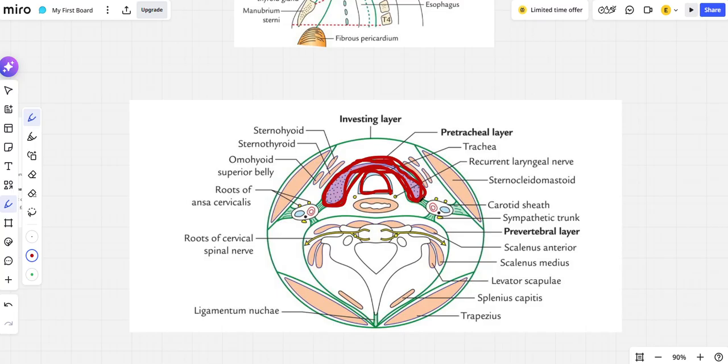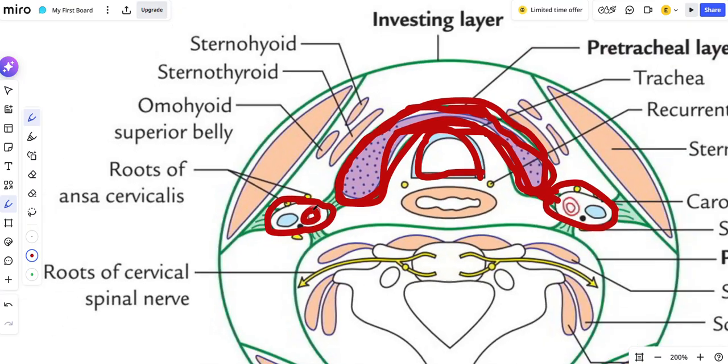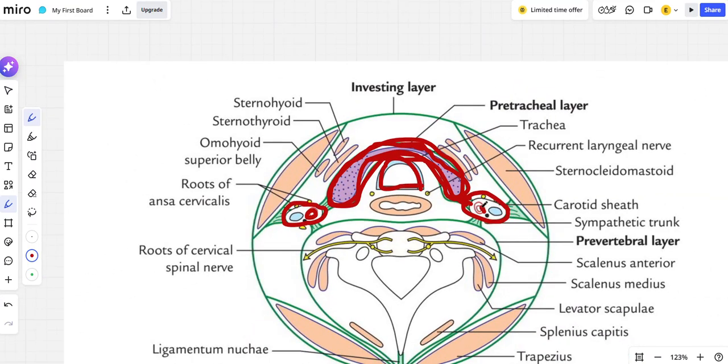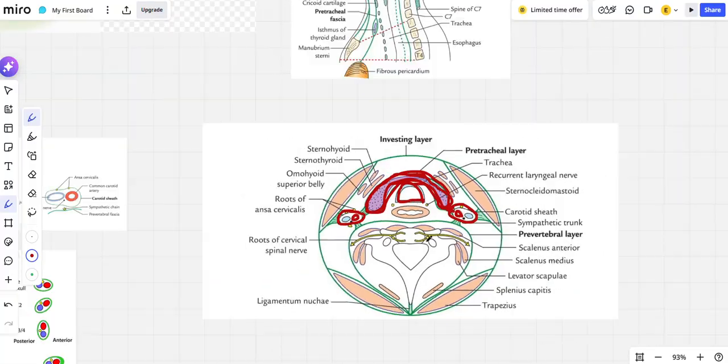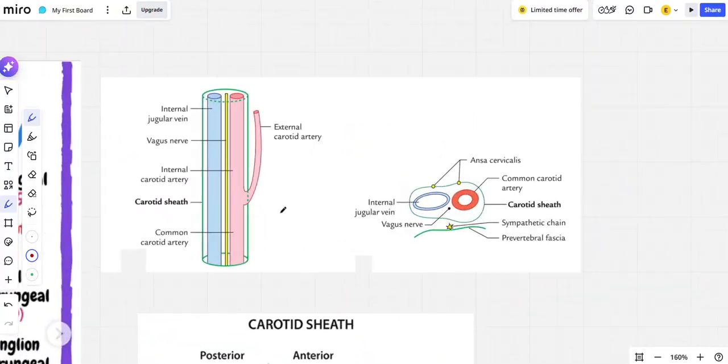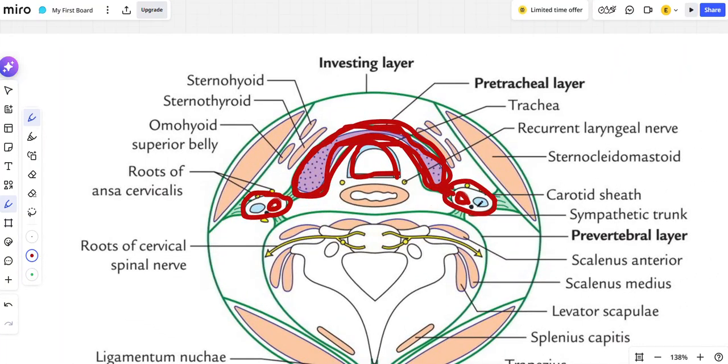And now can you see these pretracheal layer's extensions that on both lateral sides carry this carotid sheath? So on both lateral sides, you have this carotid sheath. And inside the carotid sheath, you basically have the carotid artery on this side and the carotid artery also on this side, right? The carotid artery also has something else, which is basically your internal jugular vein. So this blue structure here, can you see this blue structure inside the carotid sheath? This is your internal jugular vein, and this is your internal jugular vein. And this black structure inside is basically your vagus nerve.